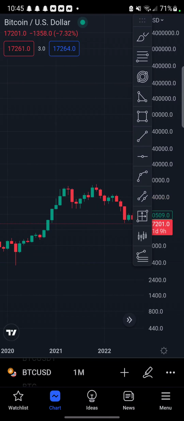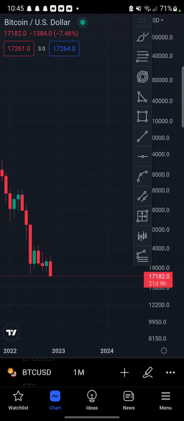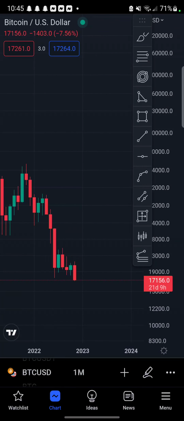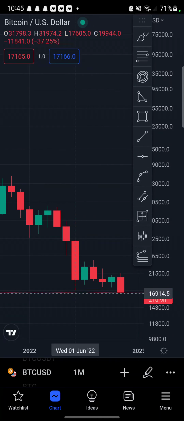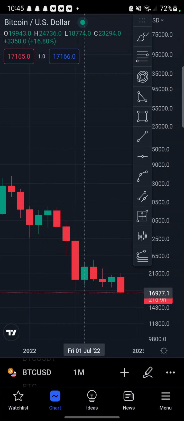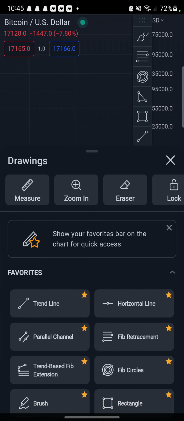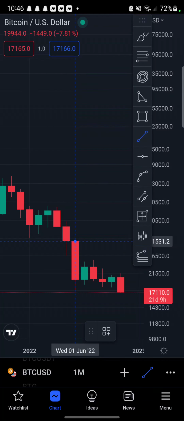Look at where we are right now. $17,182. We just created a lower low. So technically the bears were correct. We did form a lower low. Now, you know, we don't necessarily have to come down to the levels that they're calling for.